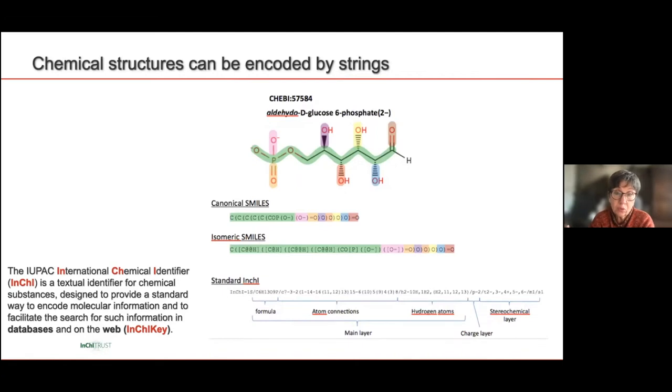The SMILES are not unique, so this string depends on the way you go through the molecule. You can have a lot of valid SMILES, but they are not unique. You can't use them as an identifier. This is why IUPAC, the International Union of Pure and Applied Chemistry, designed what we call InChI, the International Chemical Identifier. It's another way to present the structural information encoded in a string, but in this case, it's unique.